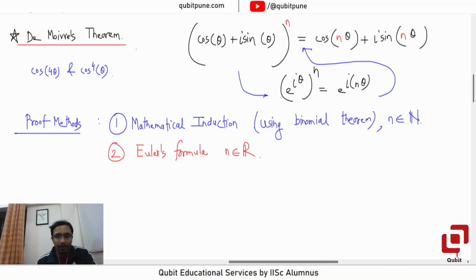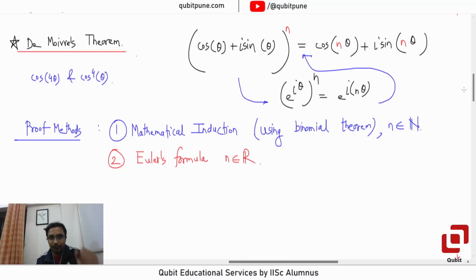Now, what are the uses of de Moivre's theorem? Using de Moivre's theorem, we can prove many trigonometric formulae. Usually we know up to cos 3 theta. So let us try to find the formulae for cos 4 theta and sin 4 theta.